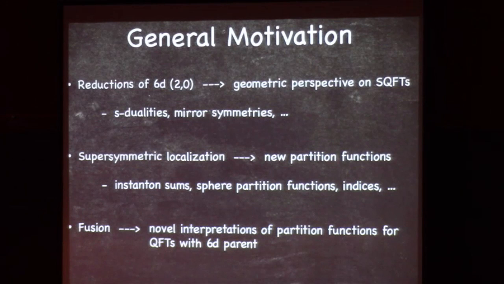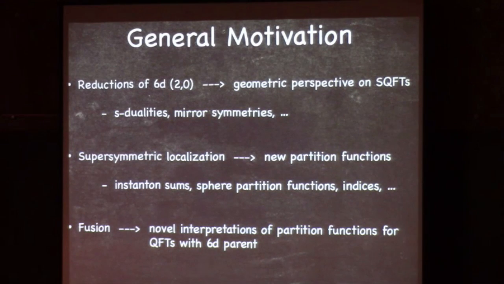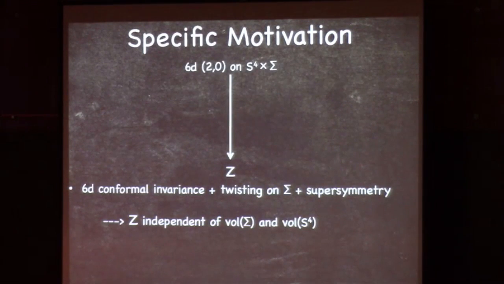So frequently, when you have a quantum field theory with a 6D parent, you get a novel interpretation for various supersymmetric partition functions. So let's get a little more specific right away. Today, I'll start with the 6D theory of parallel M5 branes, the 2-0 theory, and I'll put it on the product space of the 4 sphere times the Riemann surface, and I'll try and compute some partition function Z.